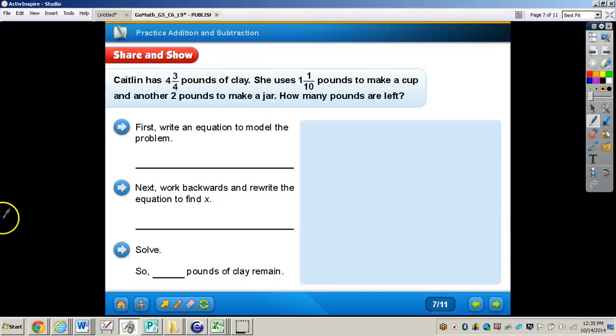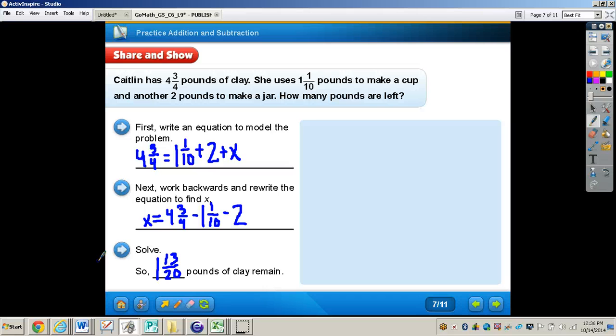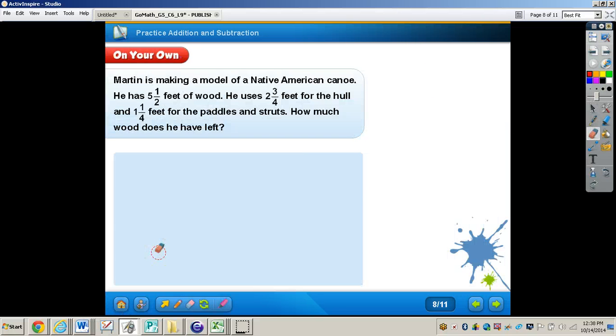I want you to work through the problem in the share and show section all by yourself. When you're finished, you can press play, and I will have the answer for you. So pause the video now. Now I want you to see the answers that I have. You can see the process that I took to get the answer of 1 13/20. Now I want you to work through this problem on page 280.